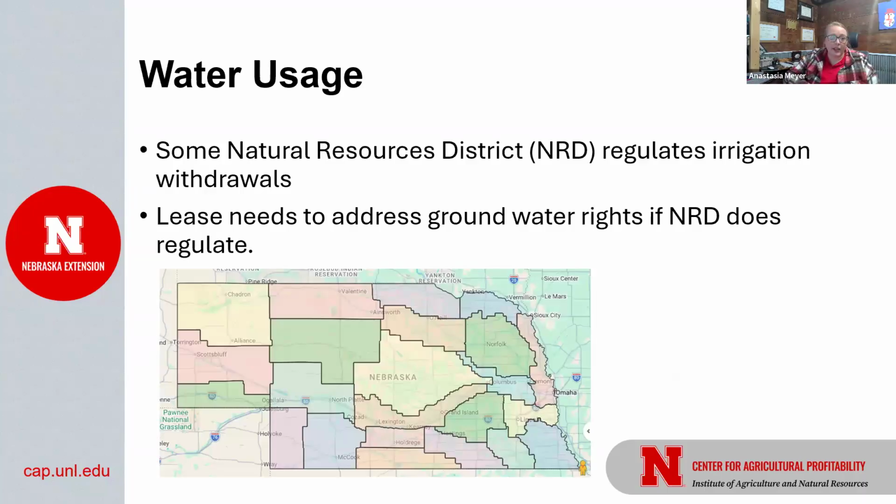Okay. With irrigation, let's also talk about water usage. Some natural resources districts severely regulate water usage. Some are a little bit more relaxed. Depending on where you are in the state of Nebraska, each natural resource district is going to have different regulations. If you are inheriting a piece of ground that you think this might apply to, you can talk to a lawyer, or you can call the natural resource district and talk to your tenant to see if this applies to you.